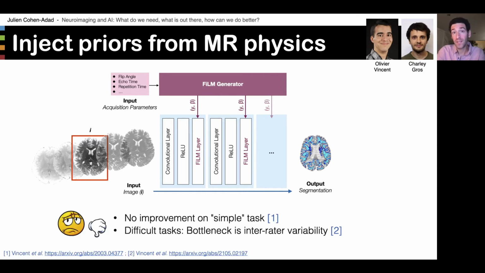For simple tasks, segmentation of large and consistent structures, such as the spinal cord on MRI data, a UNet trained on multiple contrasts gave similar results as the FiLMed architecture. For more difficult tasks, such as MS lesion segmentation, which is highly imbalanced, the highest achievable Dice was around 0.7, and we realized that it was actually caused by a very large inter-rater variability. So that was the bottleneck of all our experiments, inter-rater variability. We did further work on that, but I'm not going to talk about this now.